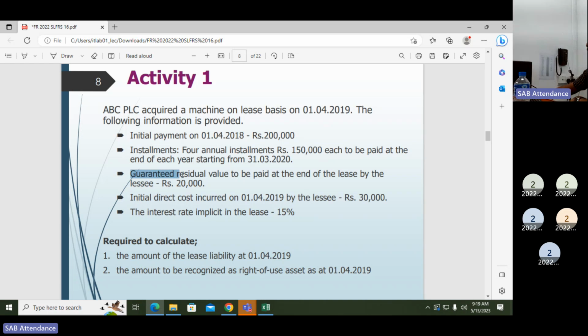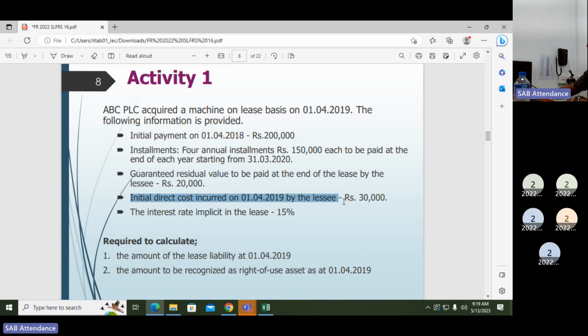There is a guaranteed residual value paid at the end of the lease. That means at the end of the lease. Normally this is available when the ownership is transferred after the lease period, because the lease is a right of use asset and the ownership is still with the lessor. But at the end of the lease term, sometimes there will be another payment after which the ownership may be transferred. So at the end of the lease term, we have to pay an additional 20,000 also. That is called the guaranteed residual value, the amount agreed to be paid by the lessee at the end of the lease term. That is also part of the lease payment.